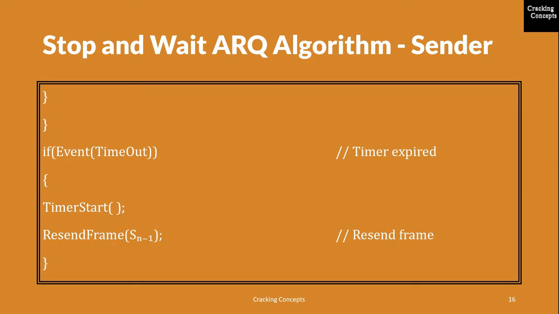Now in any case, if the event is a timeout, it means that the timer will have to be restarted, and as a result of this, the frame will be resent again. The frame that is resent is Sn minus 1, since we increment Sn each time after sending the required sequence number packet.